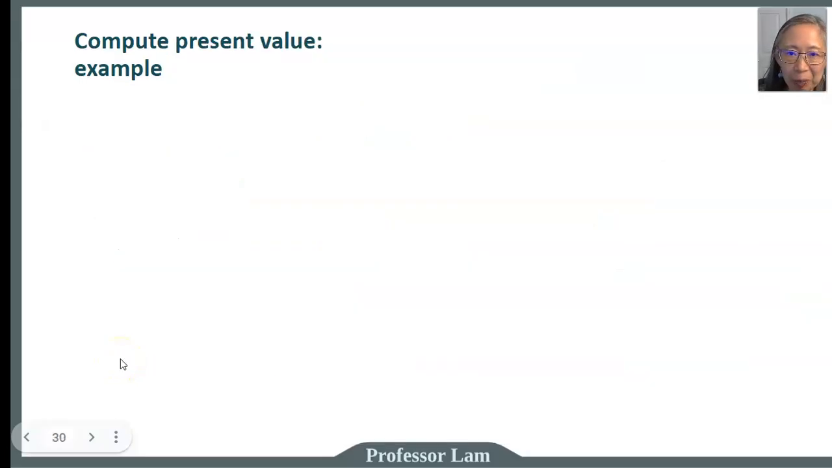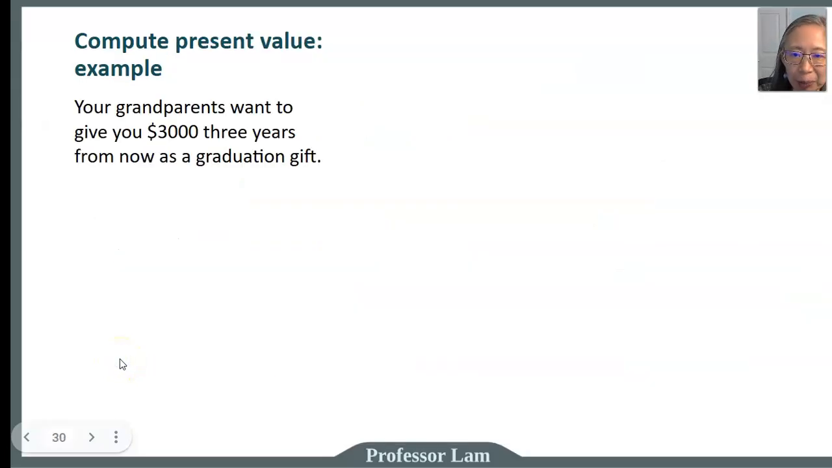Next, we're going to look at a present value example. This is a savings problem. Say your grandparents want to give you $3,000 3 years from now.